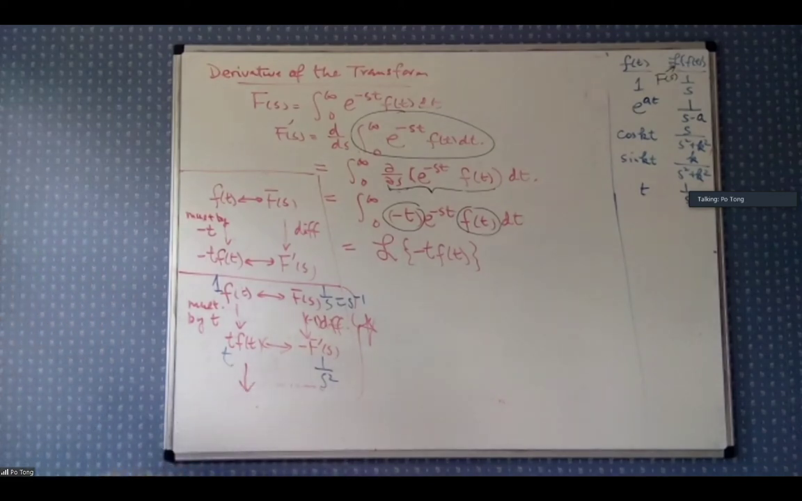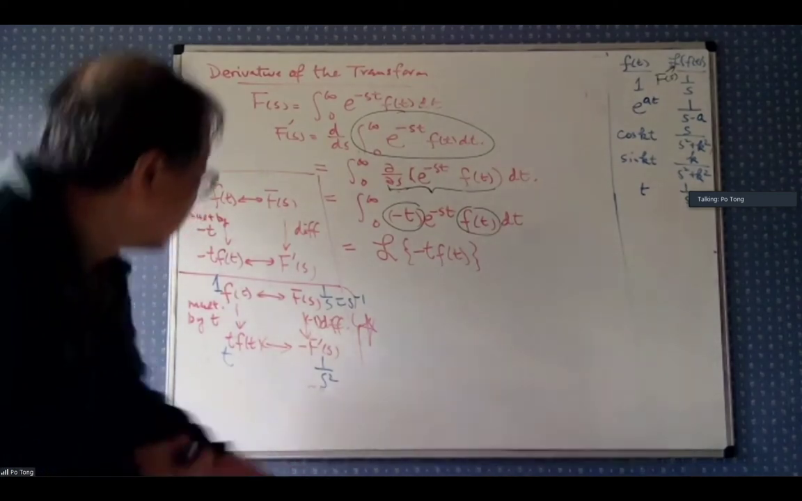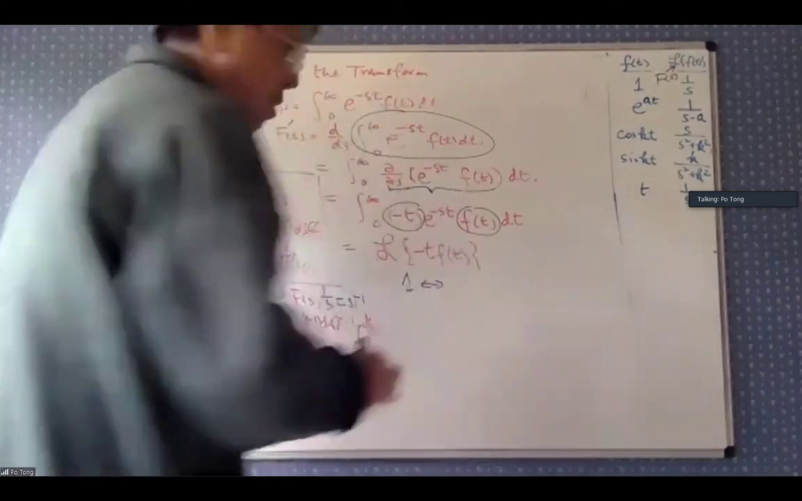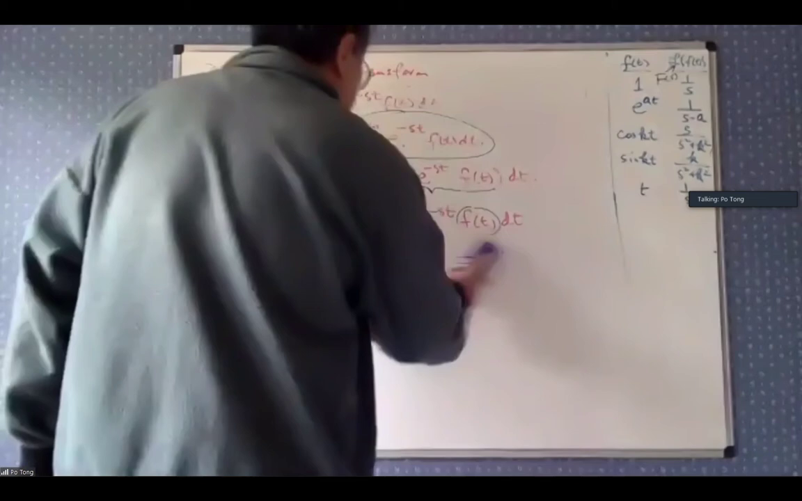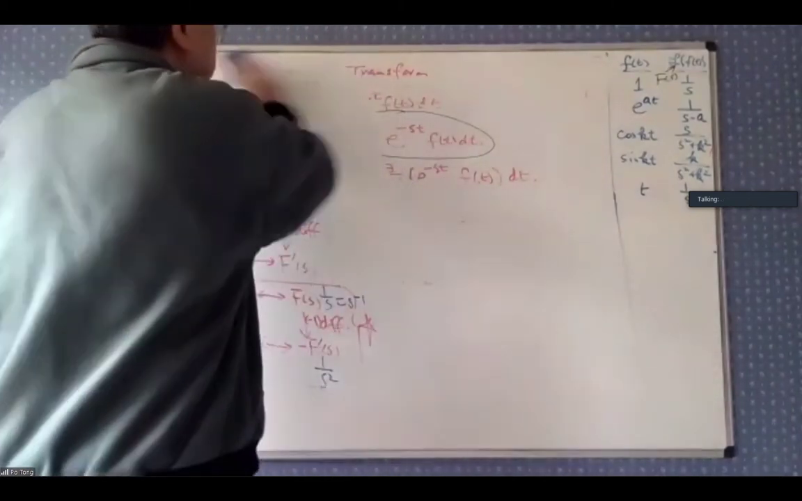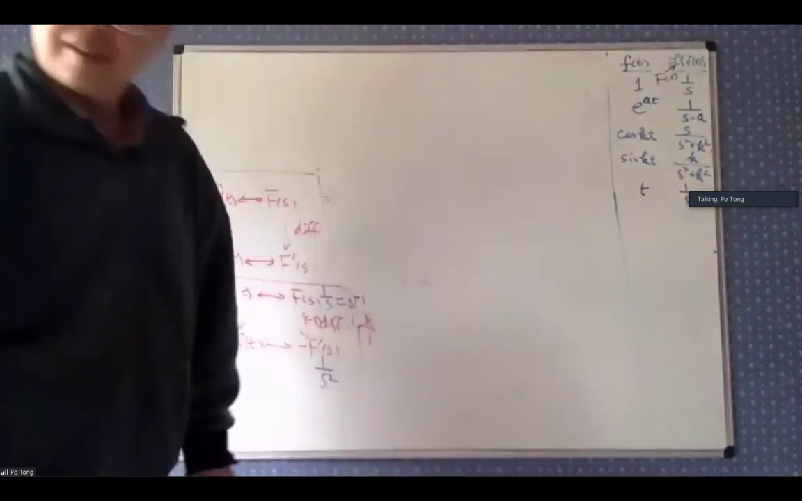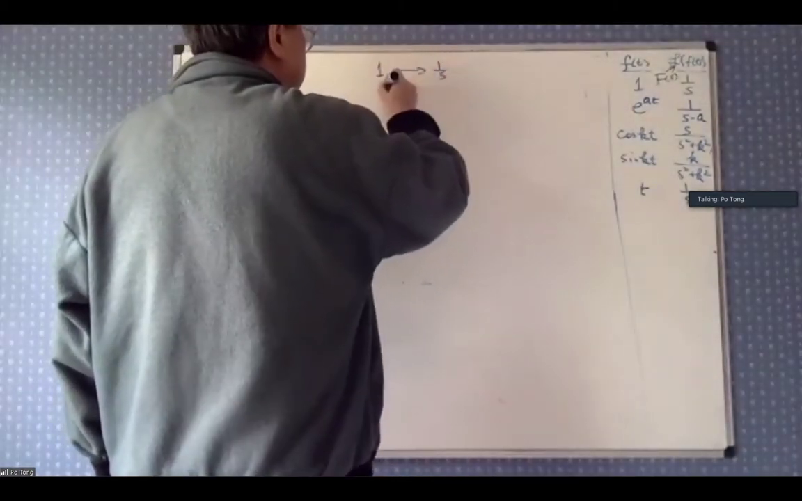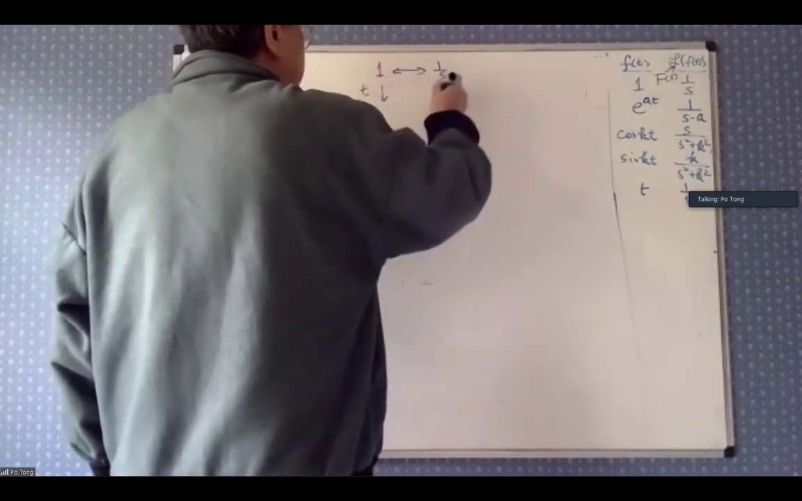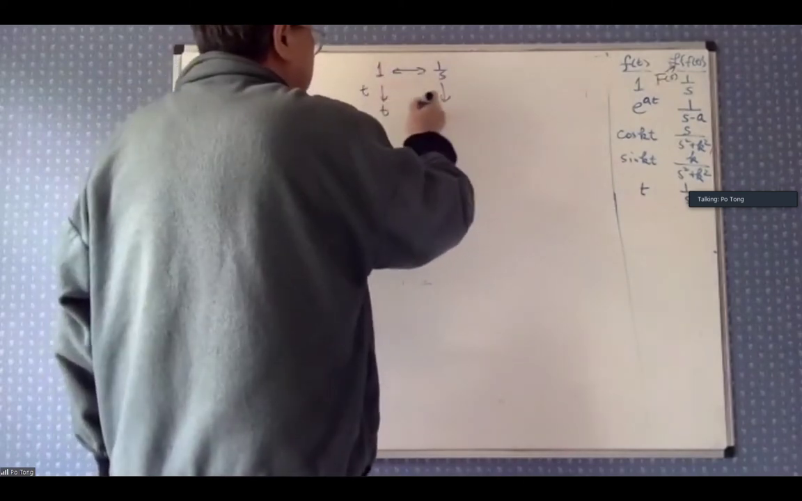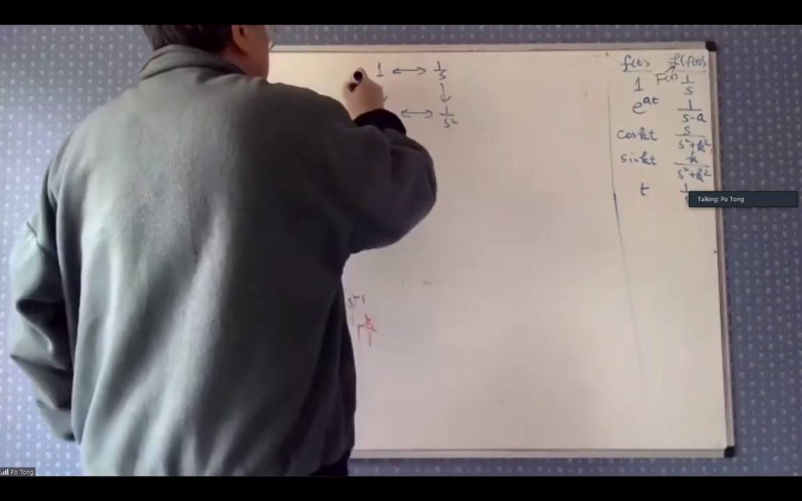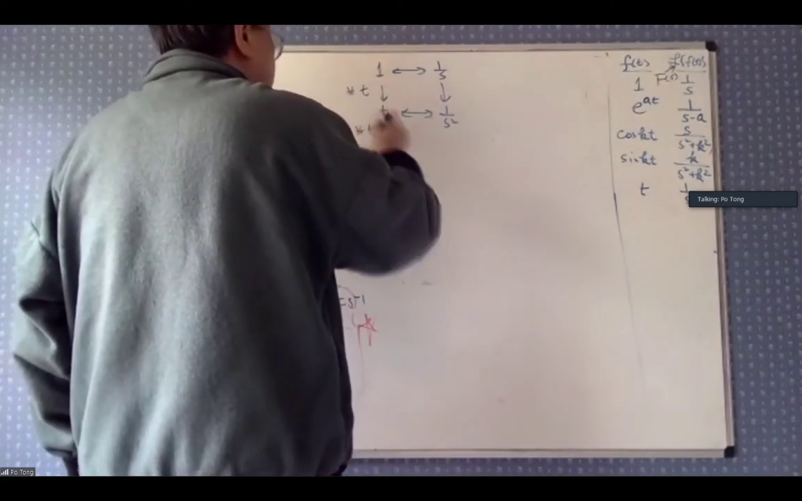Let me just write it out like this instead. We have 1 corresponds to 1 over s. I am going to erase this, I don't need it anymore. I'm going to draw some kind of tower here. 1 corresponds to 1 over s, multiplied by t, then this becomes t and this becomes 1 over s squared. What happens if I multiply by t again? You get t squared.